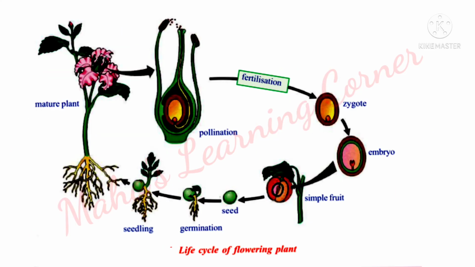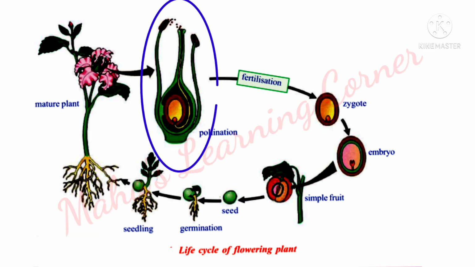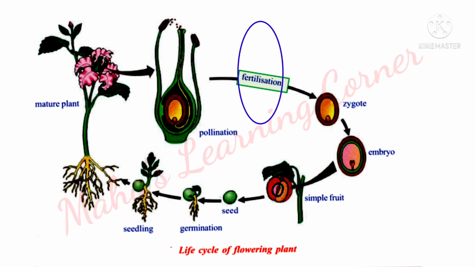This is life cycle of flowering plant. Mature plant, pollination, transfer of pollen grain from anther to stigma. Due to pollination, afterwards fertilization occurs.